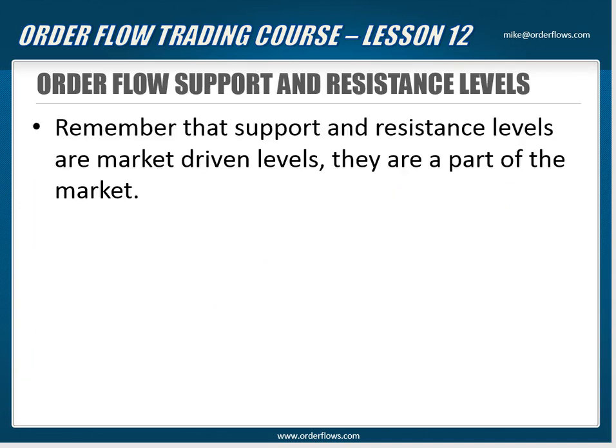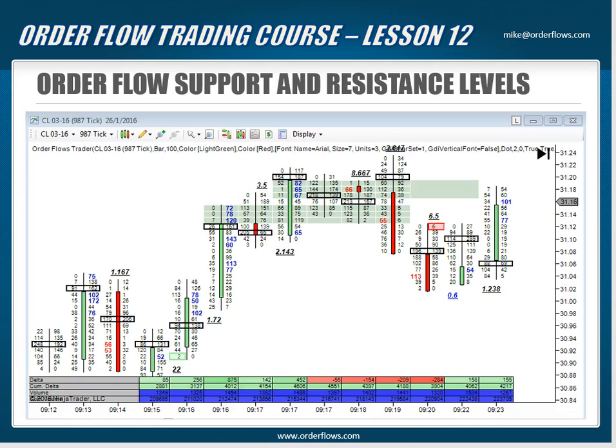So remember that support and resistance levels are market-driven levels. They're part of the market. They're generated by the market, or at least they should be, by the supply and demand of what's happening in the market. If you're just looking at a chart and eyeballing it, off recent highs, recent lows, or maybe where we spent some time, that's not an exact market-generated level. Yeah, the market bounced off this level, but you don't know the factors behind it. So let's look at a bunch of examples here.